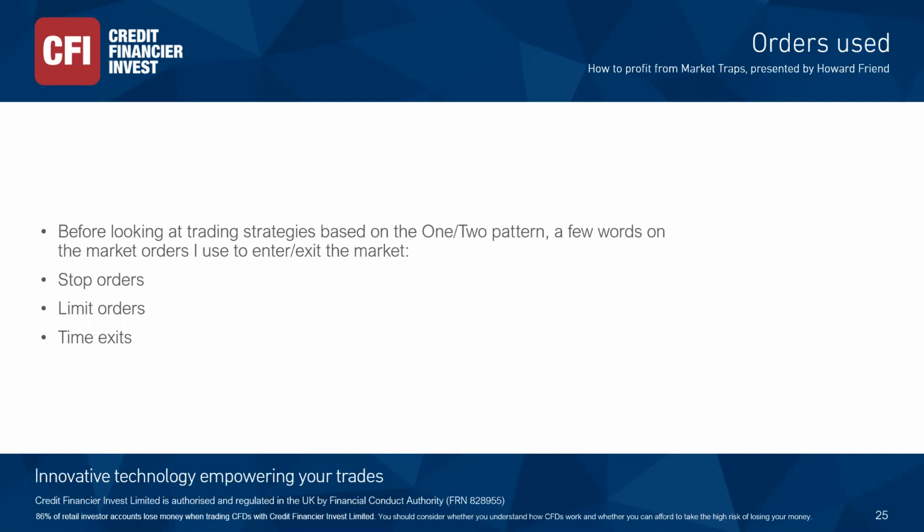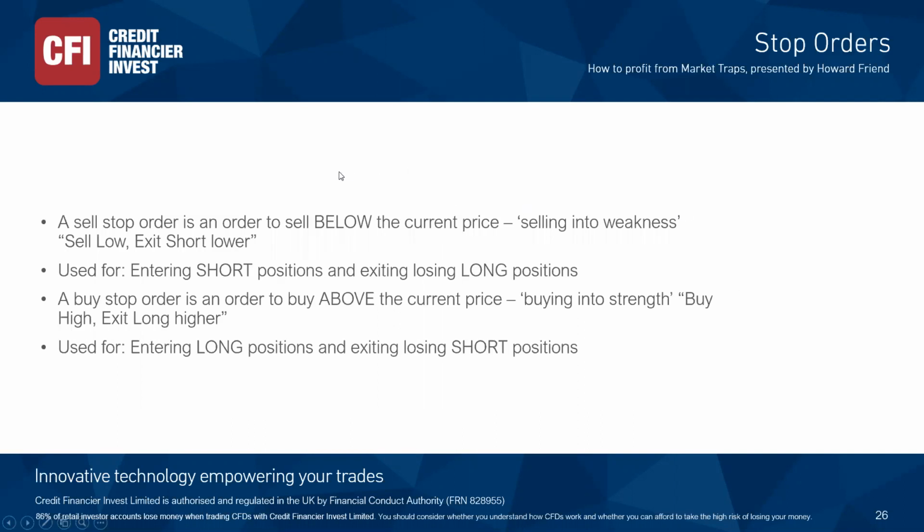So what I'm doing is I'm ensuring that I enter the market when it goes up by using a stop order. I use limit orders to take profits, and I use time-based exits to get me out of a trade after a certain amount of time has elapsed. Okay, so just to talk you through the orders. A sell stop order is an order to sell below the current price. So essentially what we're doing is we're selling into weakness. Sell low and exit the short position even lower. That's the rationale. So sell stops are used for entering short positions and exiting bad long positions.